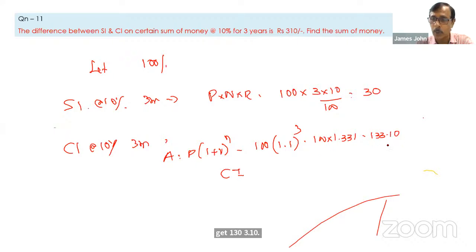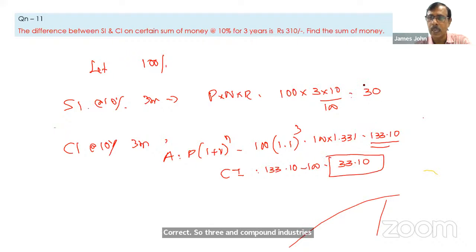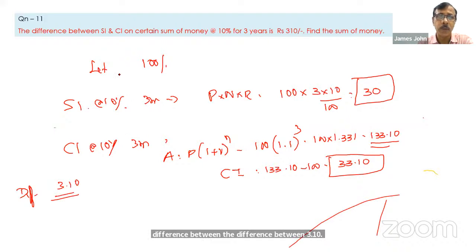So what is compound interest? This is the cumulative amount. So the compound interest is 133.1 minus 100, which is 33.10. Am I correct? So 3-year compound interest is 33.10 and 3-year simple interest is 30. So what is the difference? 3.1. The difference is 3.10 when the principal amount is 100.